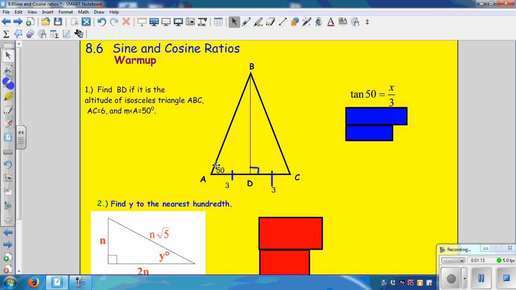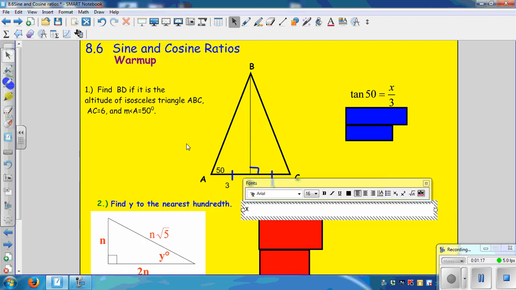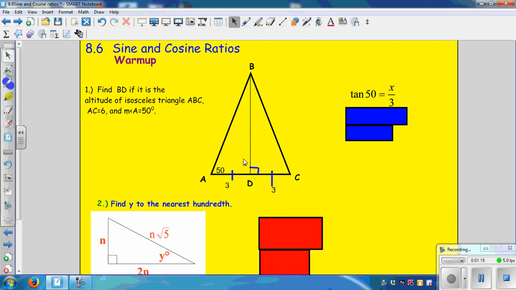So you can see that in order to find the altitude, if you want to call that x, it's a tangent relationship. So the tangent of 50 is x over 3. You're going to cross multiply, so x is going to be 3 tan 50, or 3.58. Once again, make sure that your calculator is in the mode that is degree.